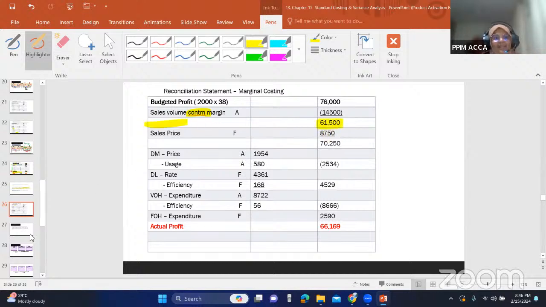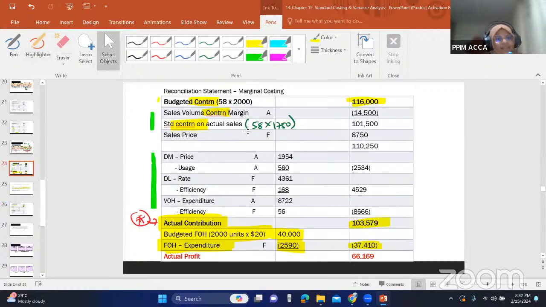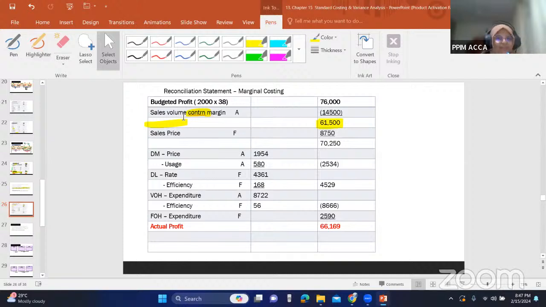Usually it is the standard contribution on actual sales, but here we can't really calculate that figure because this is a profit figure, and from that we are deducting a contribution-based figure. So this will just be a blank total. Then we put the direct material, direct labor, variable overheads, and the fixed overhead expenditure variance. And we just take 70,250, deduct these three or four, and then you will get the actual profit.